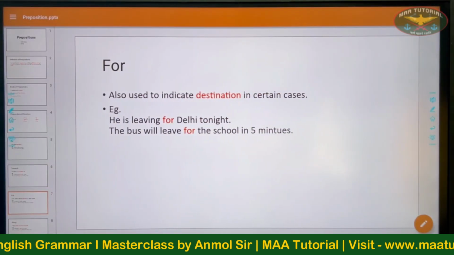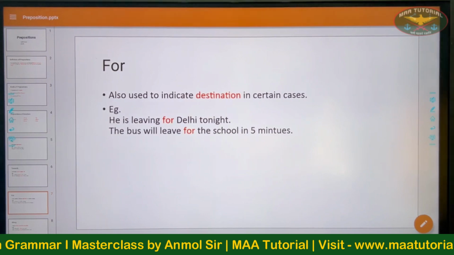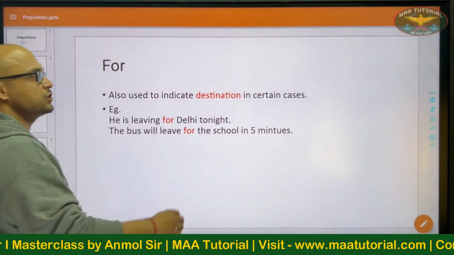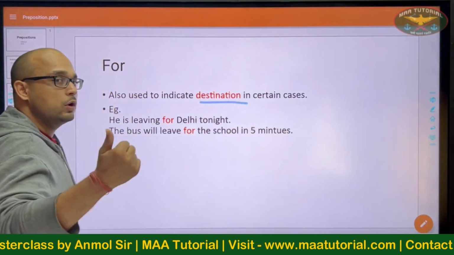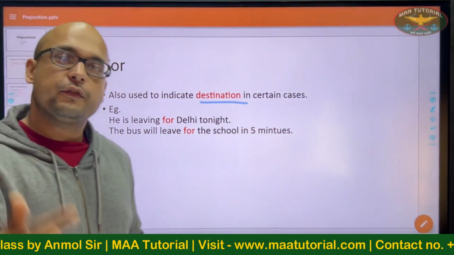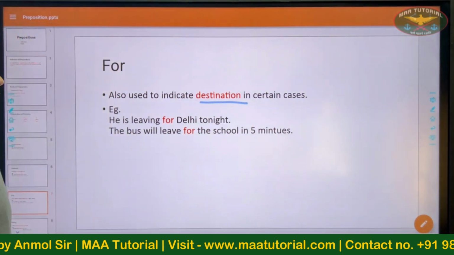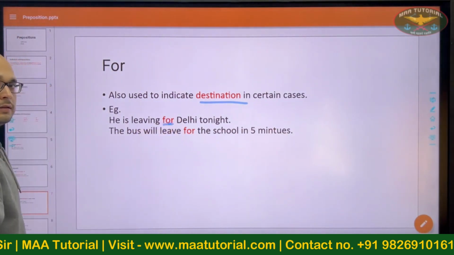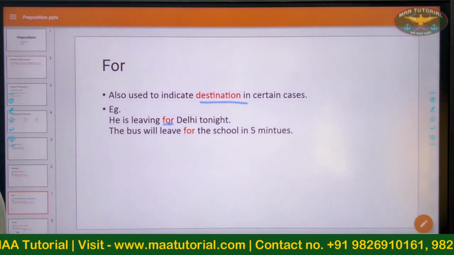Then we have our next preposition, for. It is also used to indicate destination in certain cases. Like to was used to indicate destination, for can also be used to indicate destination in certain cases. For example, he is leaving for Delhi tonight.